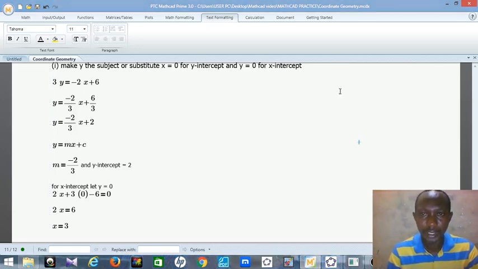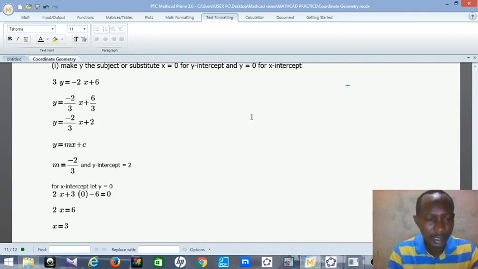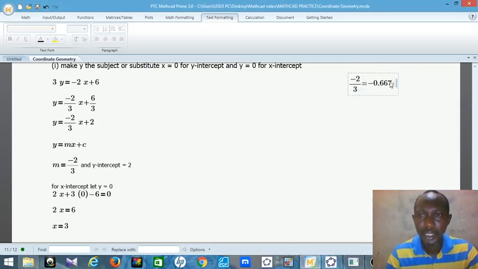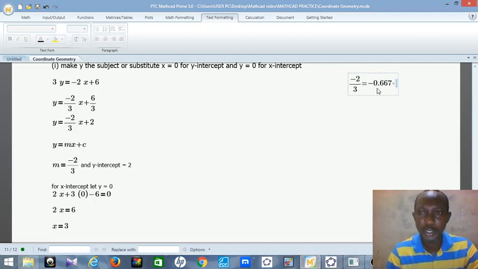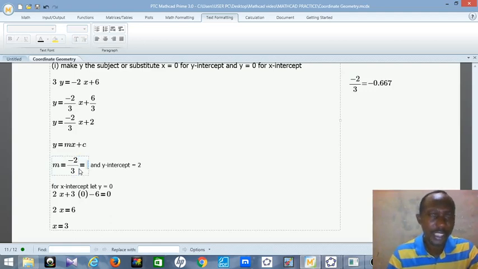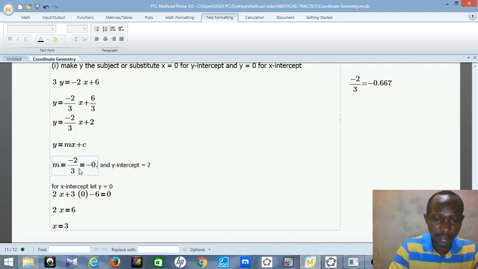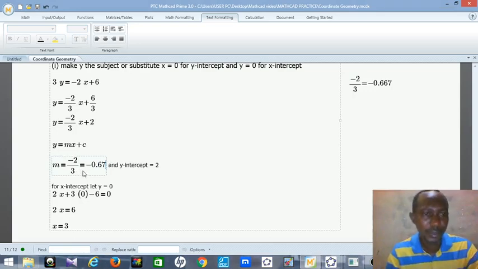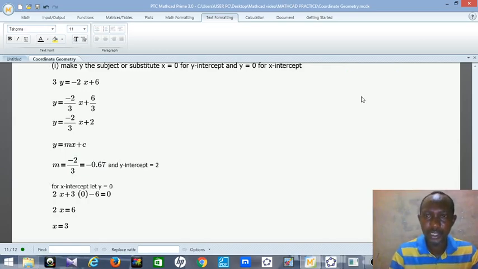You take note of that. Some books may leave their answers in fraction. Minus 2 divided by 3 is equal to, so you can leave your answer in 2 decimal places or 3 decimal places. This one is 3 decimal places, which is minus 0.667. If it's 2 decimal places, it will be minus 0.67. Some examiners may want you to leave your answer in decimal. I just want you to take note of this.